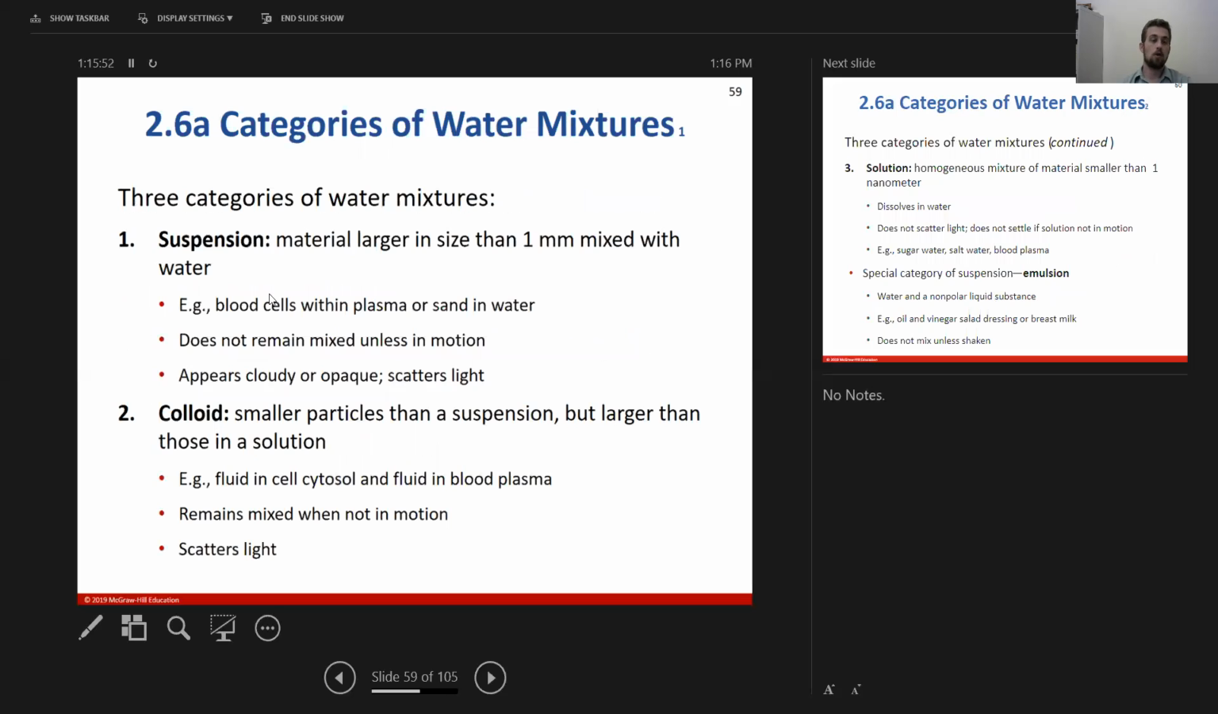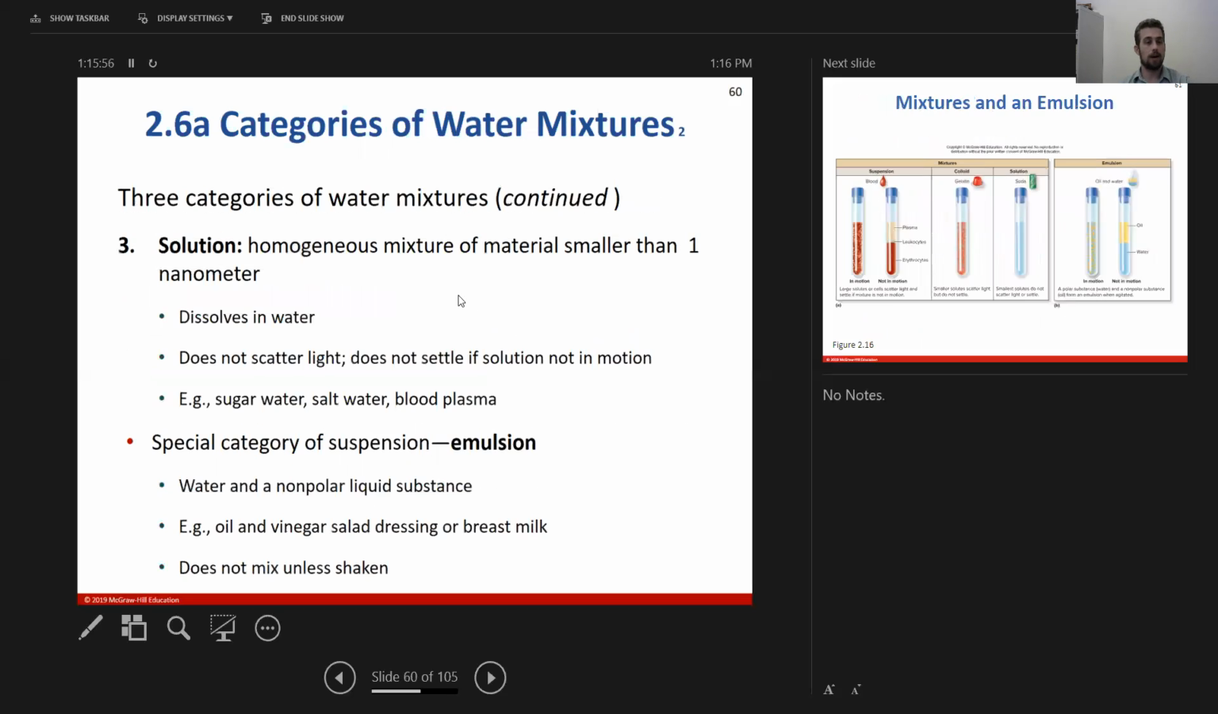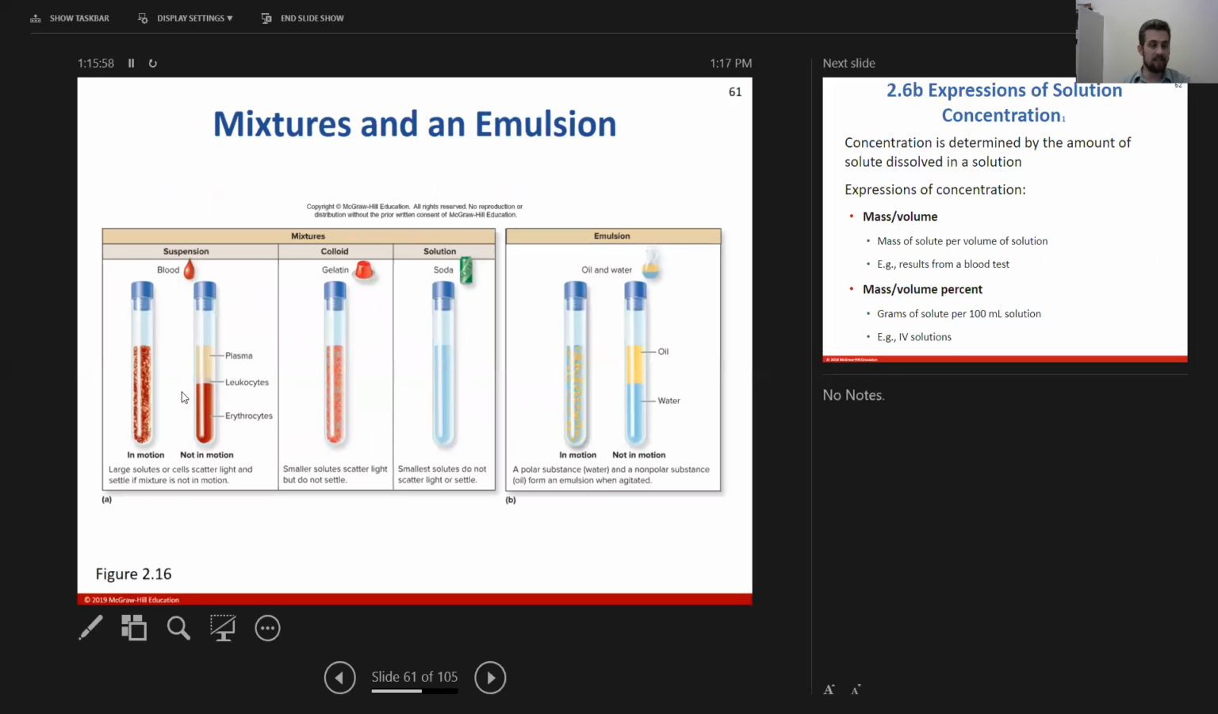That's a mixture. We have three categories: a suspension, a colloid, and a solution. A suspension is going to be where you have solid particles that are sort of suspended in the aqueous fluid. Colloid is going to be gelatin.